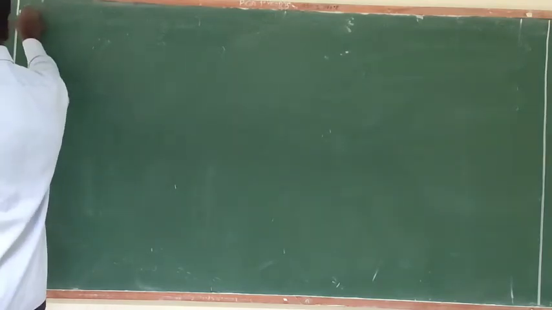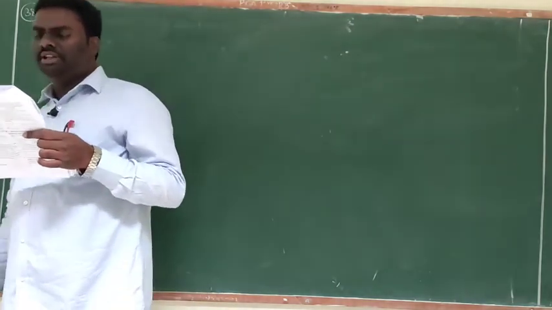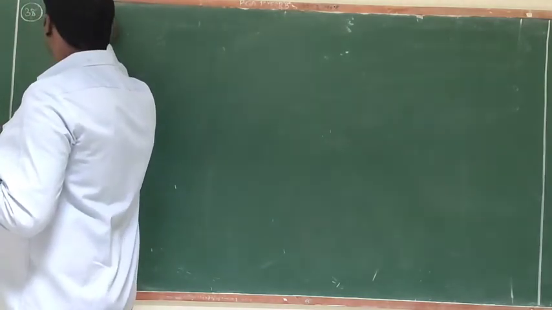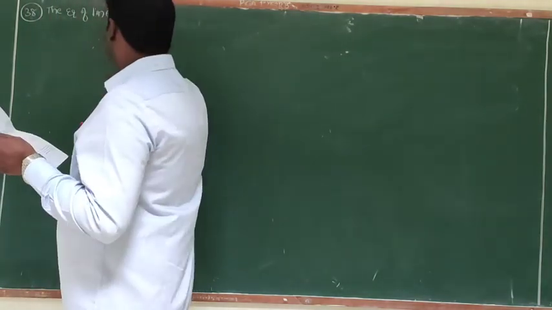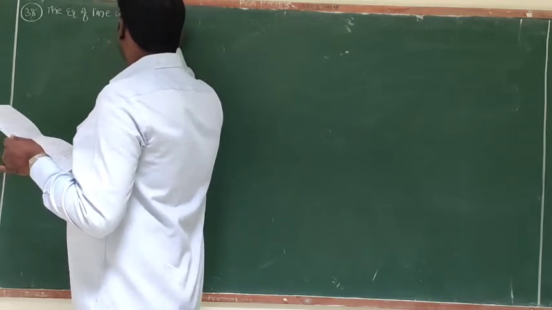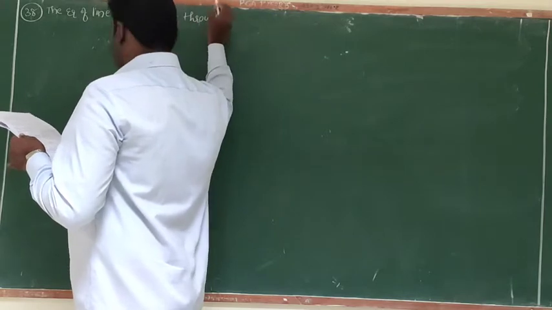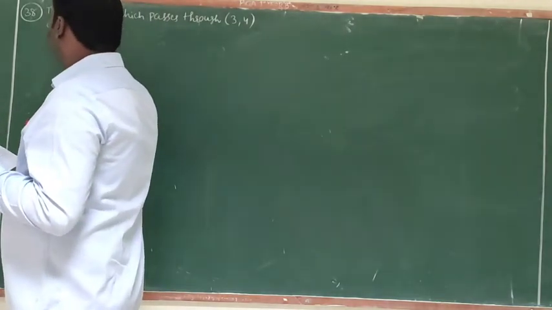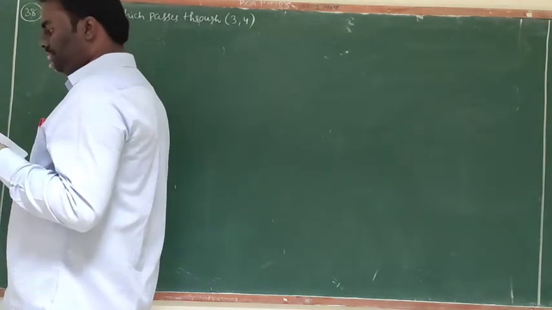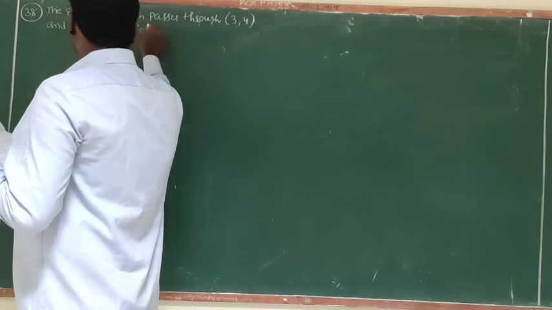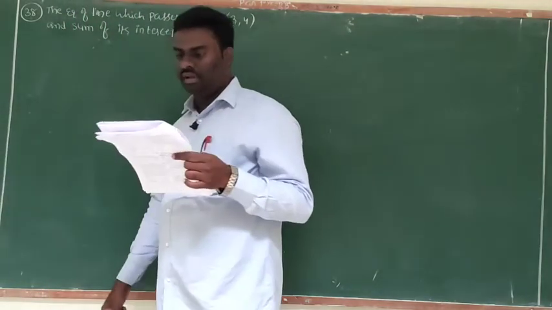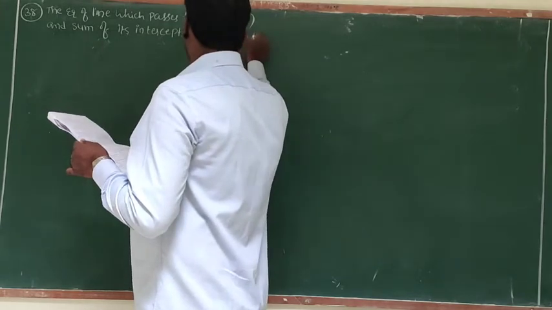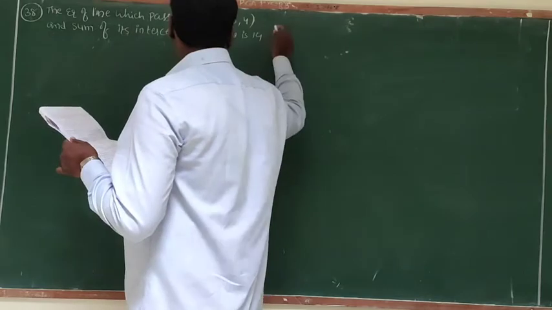38th question. The equation of the line which passes through 3 comma 4 and the sum of its intercepts on the axes is 14.